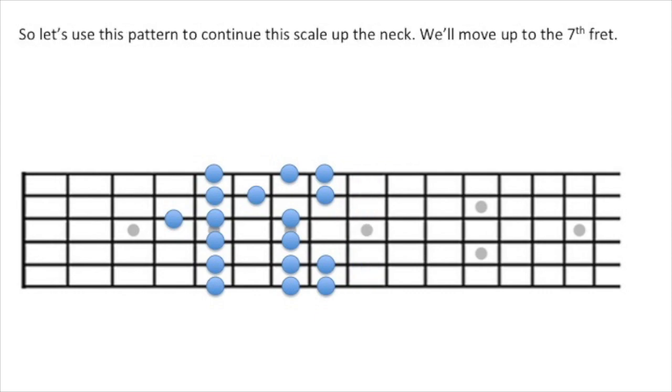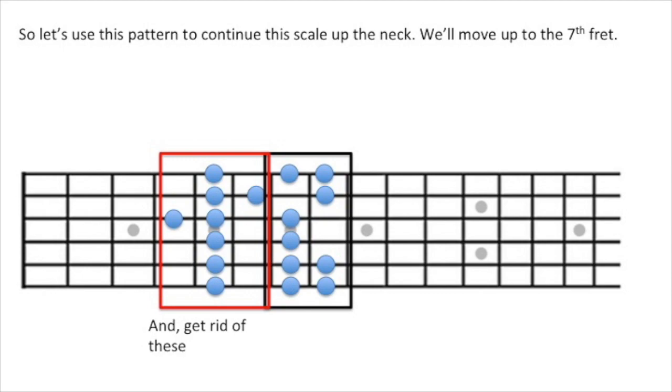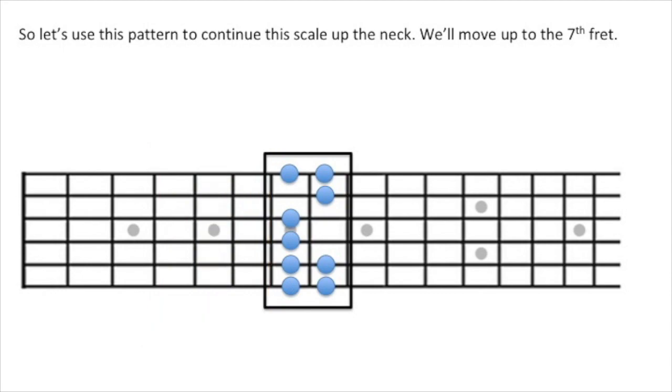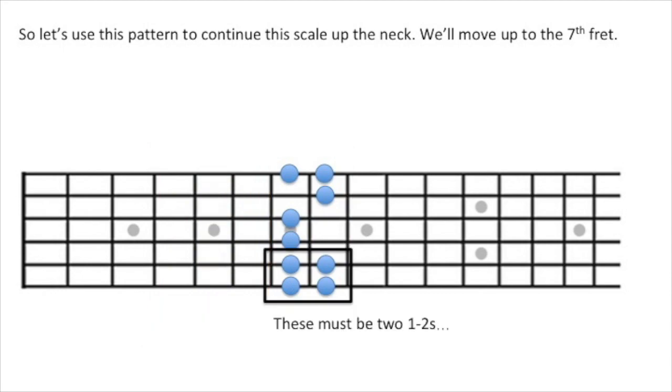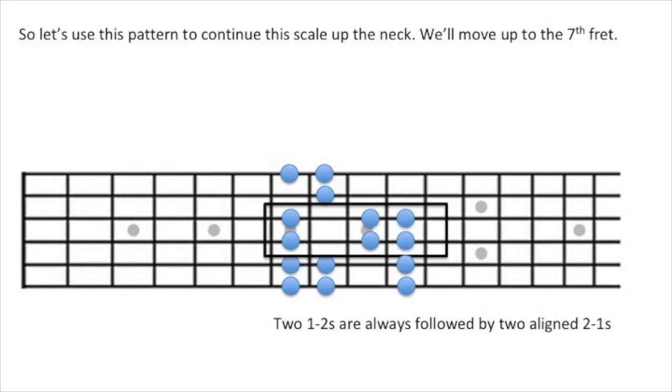Let's use this pattern to find how the A minor scale lays out on the entire neck. First we'll move up to the 7th fret. Let's keep the notes from the 7th fret and get rid of the notes around the 5th fret. This makes the picture simpler. These must be the 2 1-2s, so we'll add those notes. The 2 1-2s are always followed by 2 2-1s, so we know where the next notes go.